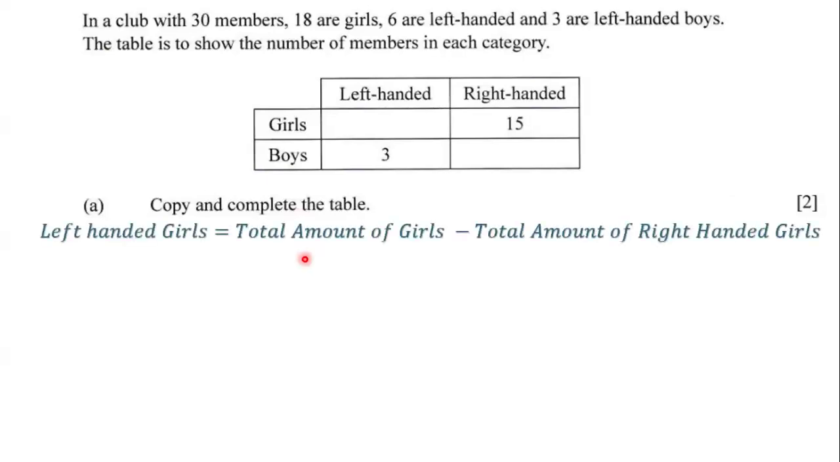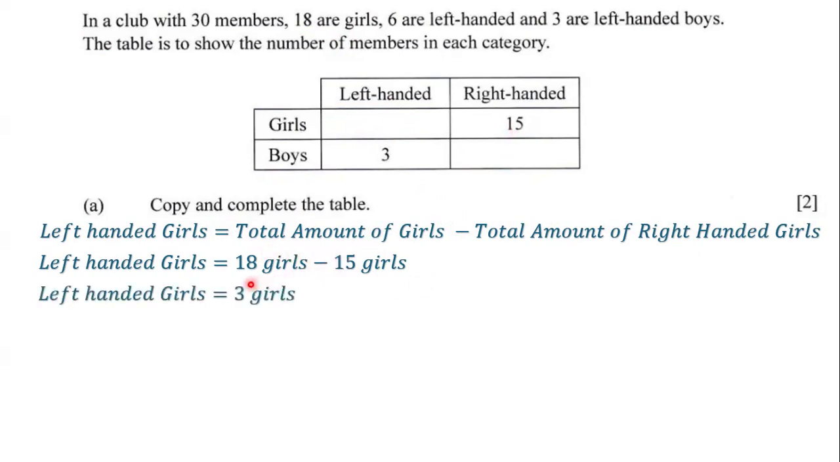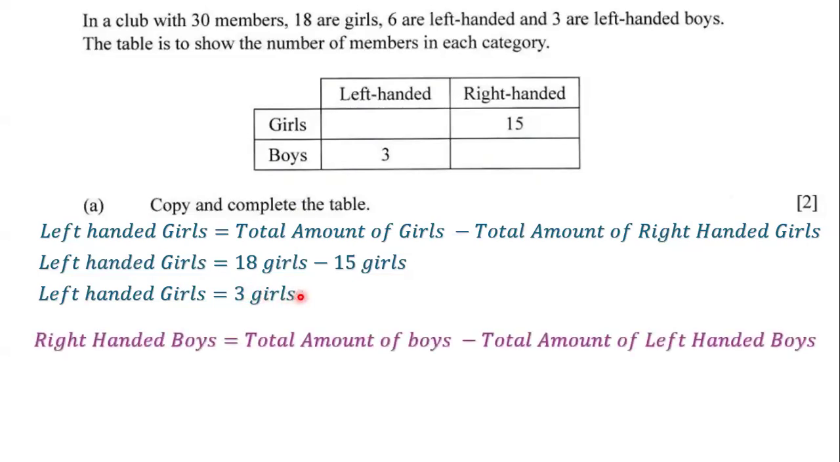And so here we have to figure out what is the amount of left-handed girls. In order to do that, we're going to take the total amount of girls and subtract the total amount of right-handed girls. What is the total amount of girls? It says that there are 18 girls. And we minus that with 15 girls, because 15 girls are right-handed. So it's going to be 18 minus 15, and 18 minus 15 is 3. So there are 3 girls that are left-handed. And so that's correct.